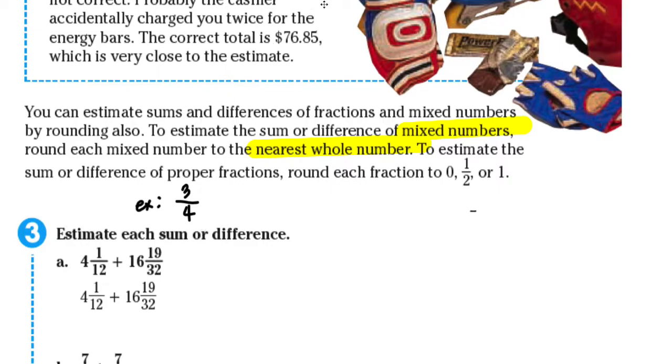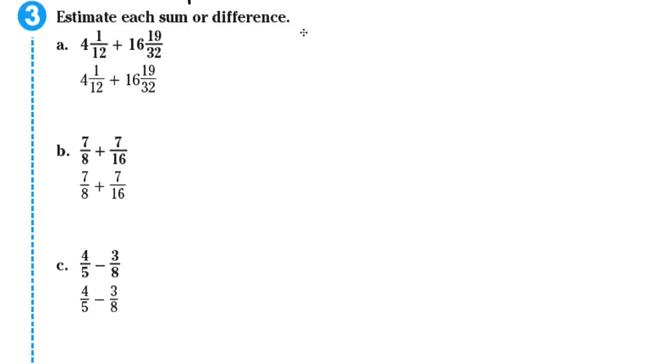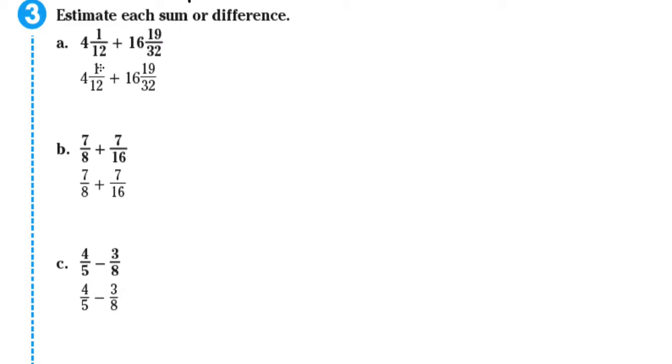Let's take a look at example number 3. Estimate each sum or difference. In this case, you are being asked to estimate the sum of 4 and 1/12 plus 16 and 19 over 32. Okay, so we need to round each of these. Since they are mixed numbers, we need to round to the nearest whole number. We round this to 4 plus 17, which will bring us 21.